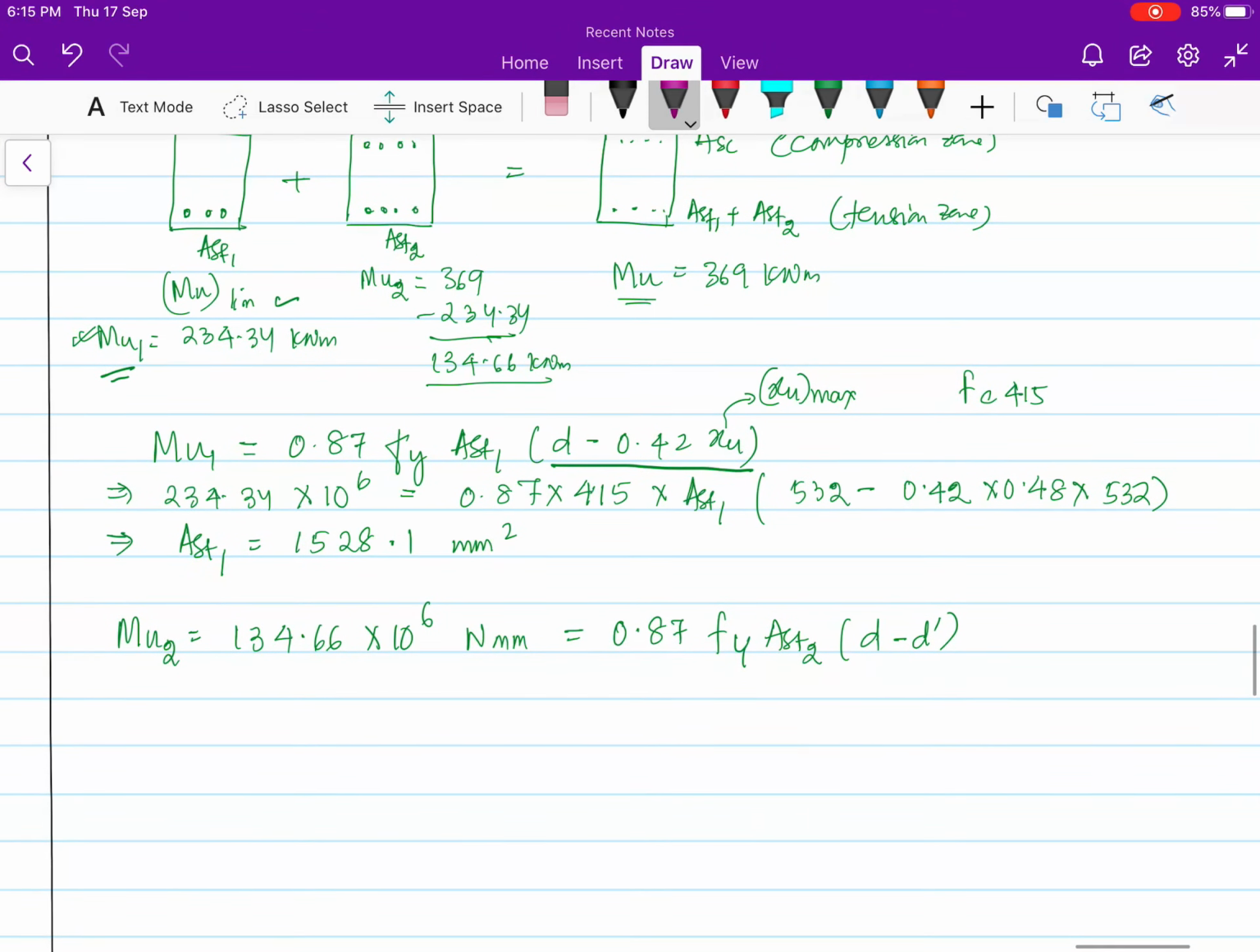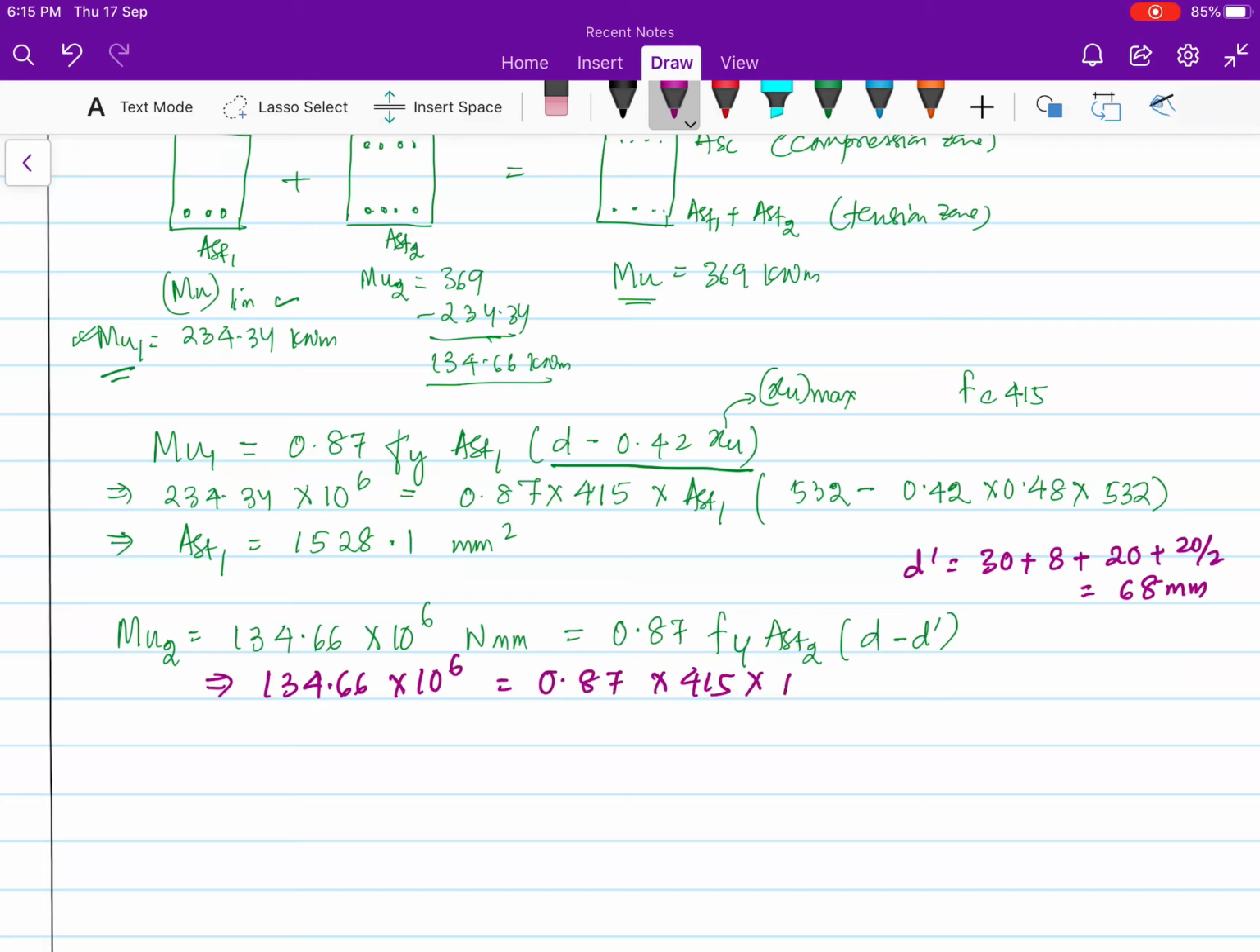So your D dash will be same. We can provide like the 30 mm cover from top plus the stirrup size plus half the bar size. So it will be 68 mm. So this implies 134.66 into 10 to the 6 is equal to 0.87 Fy, 415 into area of steel 2, which we need to calculate, into 532 minus 68. So your only unknown is area of steel 2, which comes 803.8 mm square. Okay.